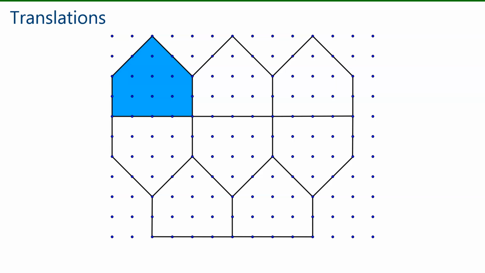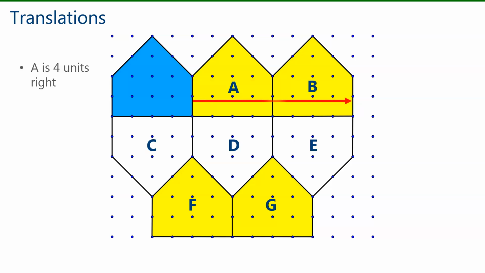For example, if we consider the blue shape, in order to get shapes A, B, F, and G, we would need to do a translation. If we take the blue shape and we shift it 4 units to the right, we would get A. If we take the blue shape and this time shift it 8 units to the right, we would get shape B.